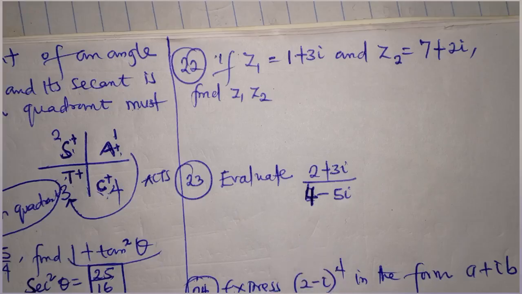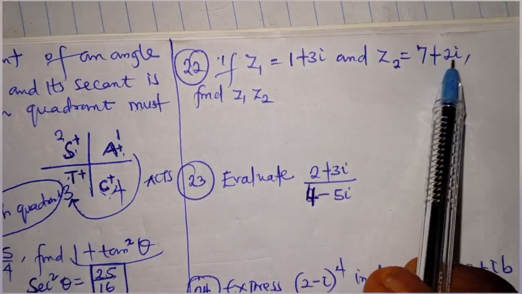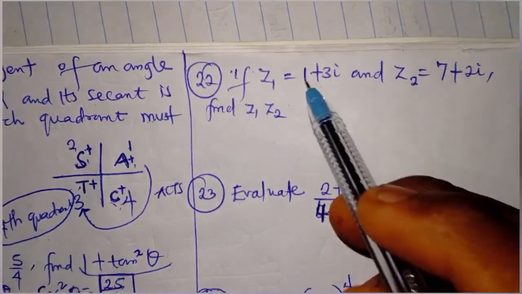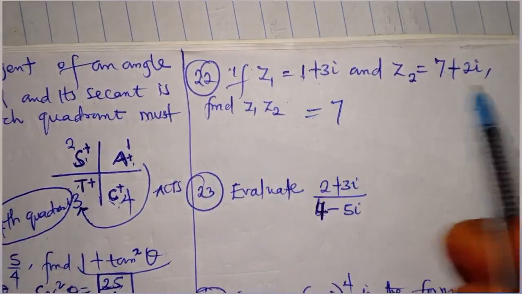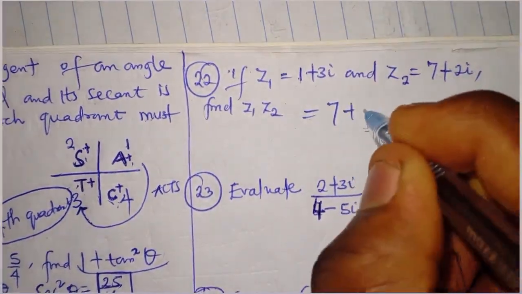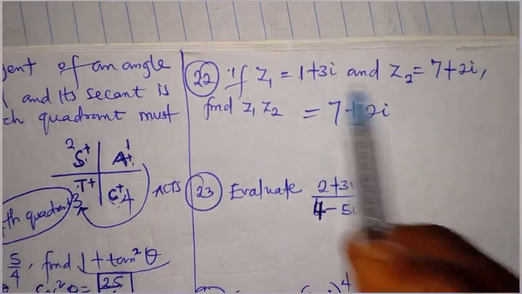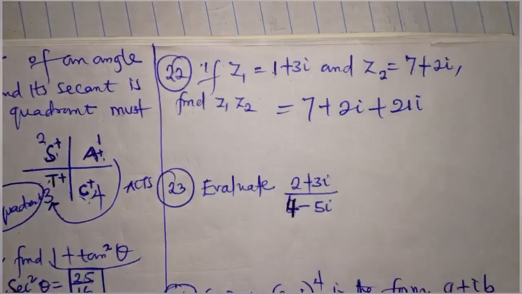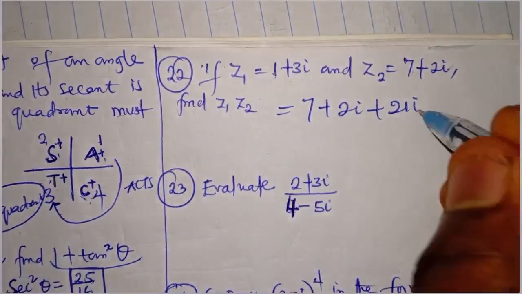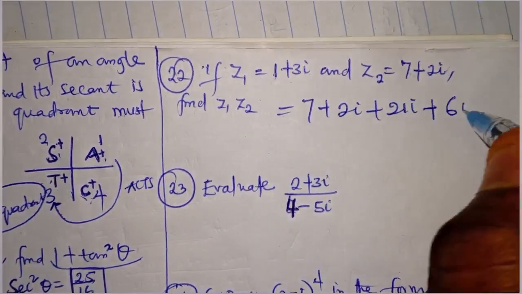To multiply those complex numbers, these two, they are multiplying each other. I will simply say 1 times 7, 7. 1 times 2i, that's 2i. 3i times 7, that's 21i. 3i times 2i, that's 6i squared.